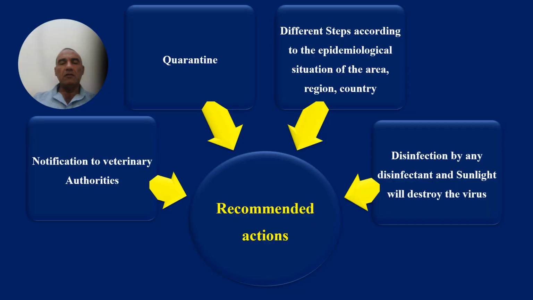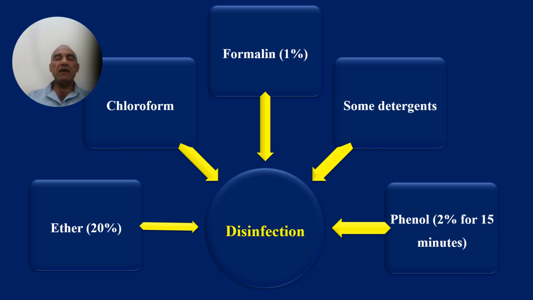Control. The recommended actions for controlling malignant catarrhal fever disease are notification to veterinary authorities and quarantine, with different steps according to the epidemiological situation of the area, region and country. Disinfection by any disinfectant, and sunlight will destroy the virus. Examples of disinfection are ether 20%, chloroform, formalin 1%, some detergents, phenol 2%.